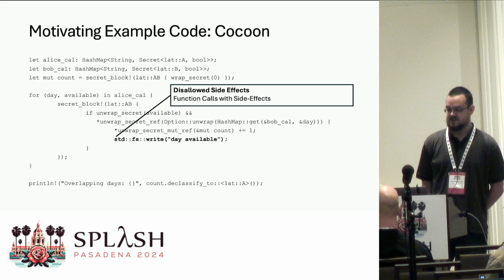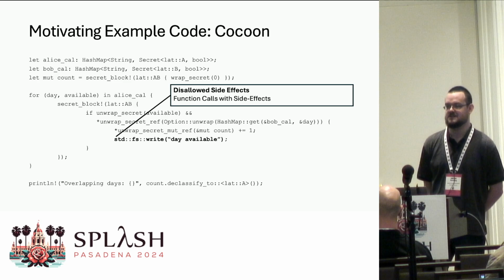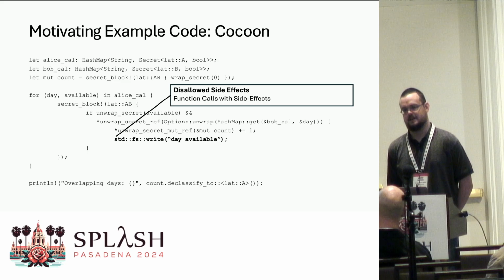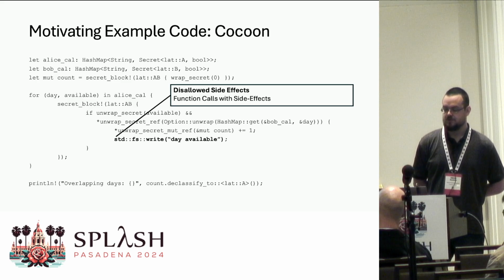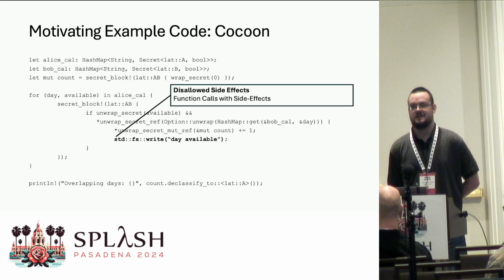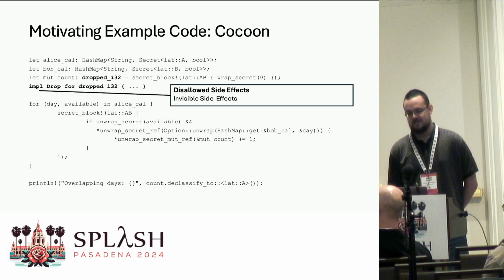Second, we want to disallow function calls that could have side effects. In this case, we don't want it to write to a file "day available" every time a day is available. This is, again, explicitly violating information flow control. Again, we prevent this using types and procedural macros. In this case, the result is that no functions except for ones that we explicitly know are safe can be called inside of secret blocks, as in the macros will not compile and you will not be able to write code that does this.